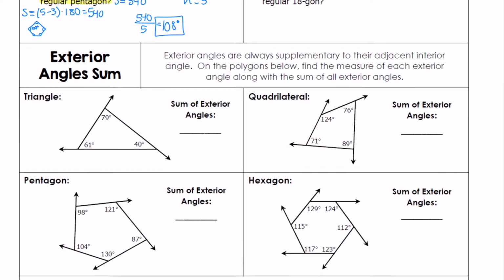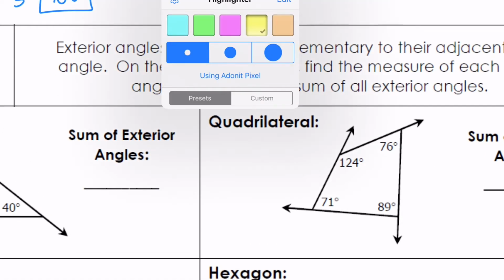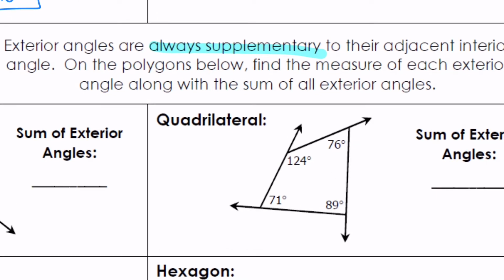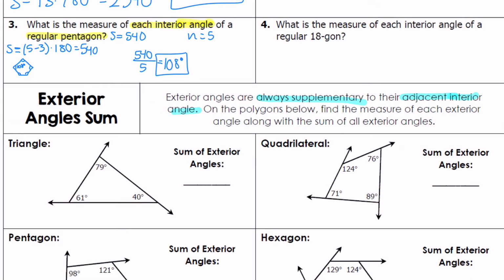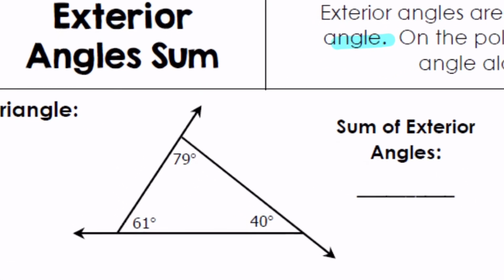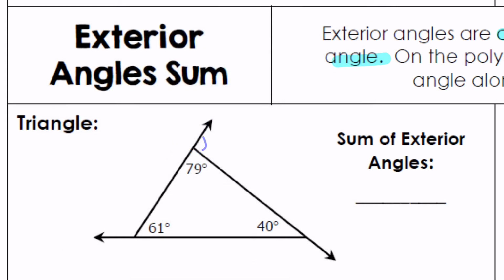Then we'll move on to what we call the exterior angle sum. Exterior angles are always supplementary to their adjacent interior angle. So on the polygons below, we want to find the measure of each exterior angle along with the sum of all exterior angles. So that means I want to go through and find, see, this is an exterior angle. If I continue to draw this side of my triangle out this way, the exterior angle is what would be formed adjacent to this interior angle that's next to.